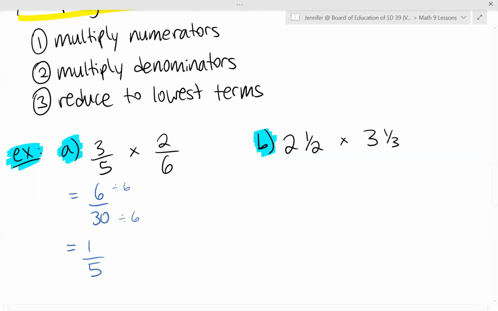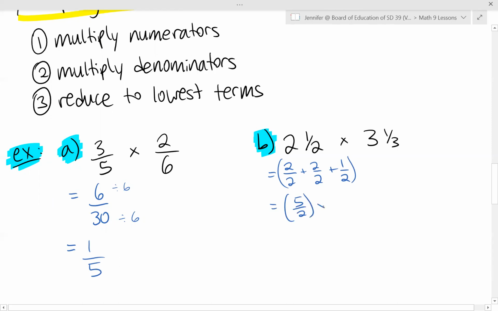Question B, we have mixed fractions, which is a little more complicated. So first we have to convert them to improper fractions, and then we can do our multiplication like normal. So converting these, if we've got 2 1/2, this is the same thing as 2 over 2 plus 1 over 2. And that is going to give us 5 over 2. And we'll do the same with the other fraction.